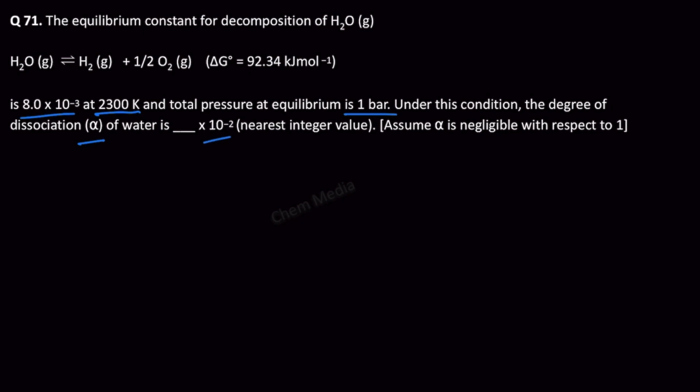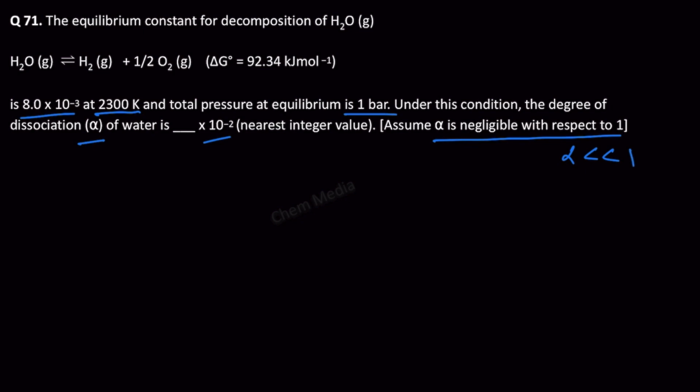We have to find out the answer in terms of 10 to the power minus 2. We have to find out the nearest integer value. And the condition given here is alpha is negligible with respect to 1. That means alpha is very less than 1.